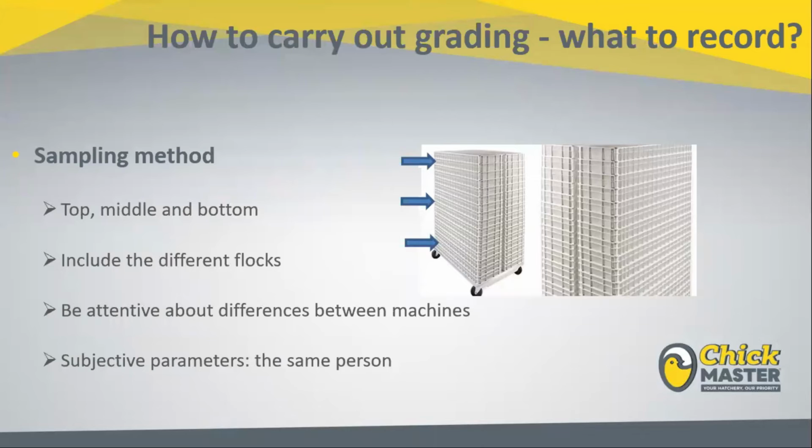For big hatcheries with a high number of machines, it's not easy to evaluate results machine per machine, but at least we should be attentive. If we remark some issue or unusual results on one machine, we should evaluate results and chick quality on this machine to see if we have some issue to correct. For subjective parameters, it's preferable to be evaluated by the same person, and the same thing for scores.